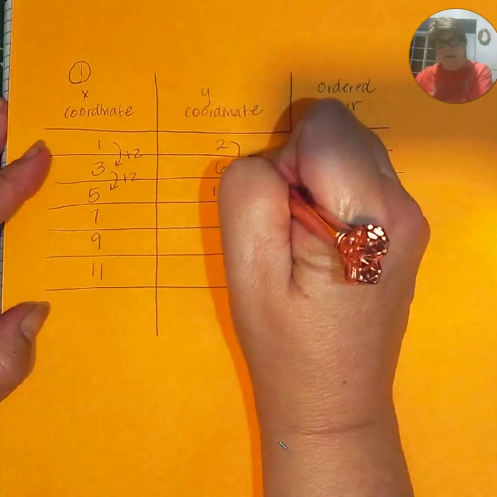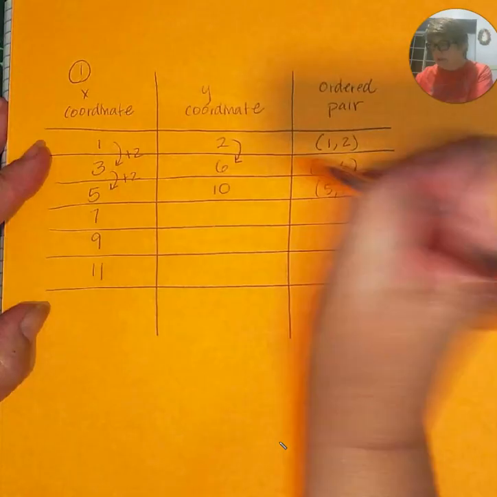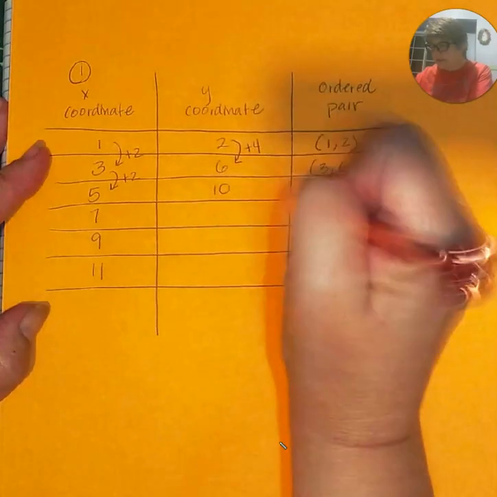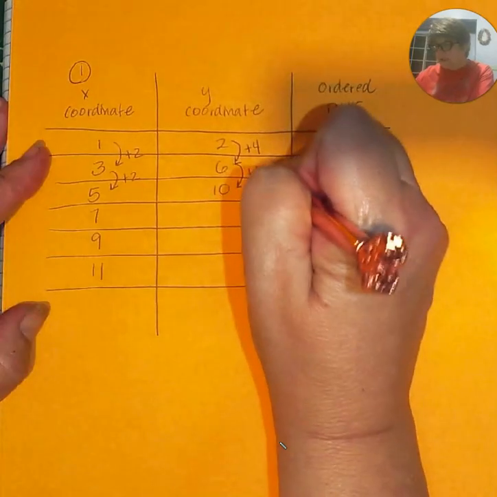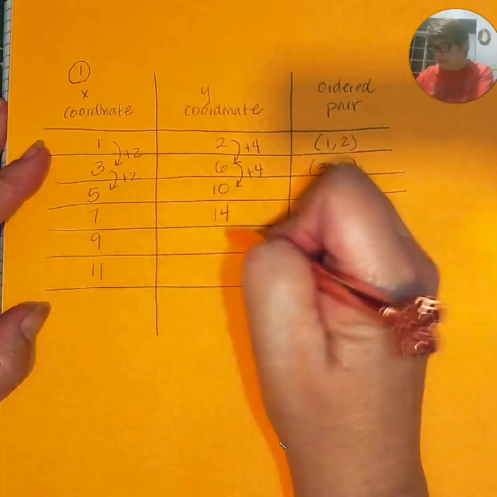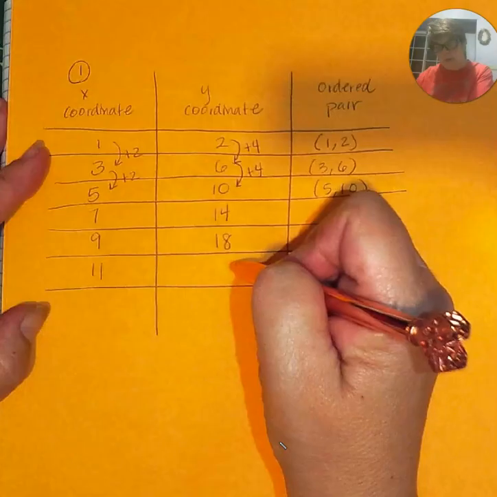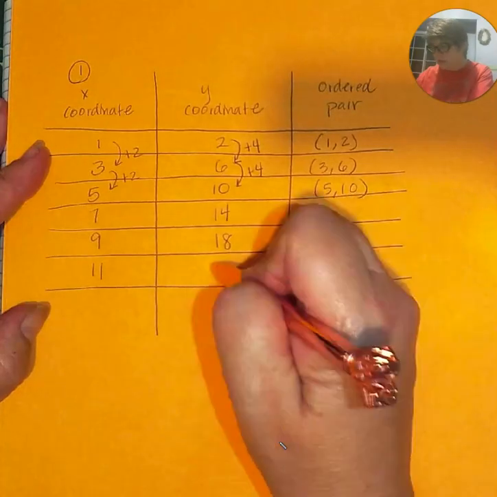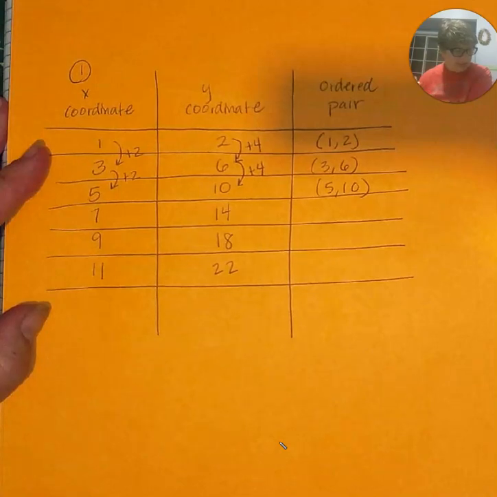What is our pattern? 2 plus what equals 6? 2 plus 4 equals 6. Let's just double check it. 6 plus 4 equals 10. So 10 plus 4 is going to be 14. 14 plus 4 is going to be 18. 18, 2 makes 20, and then 2 more makes 22. Okay, so adding 2 and then adding 4.